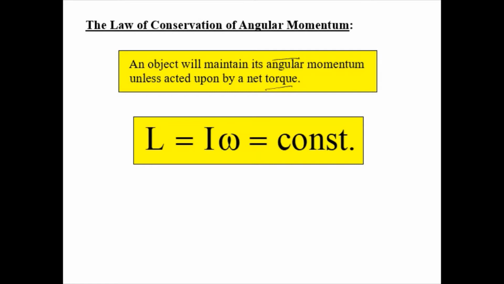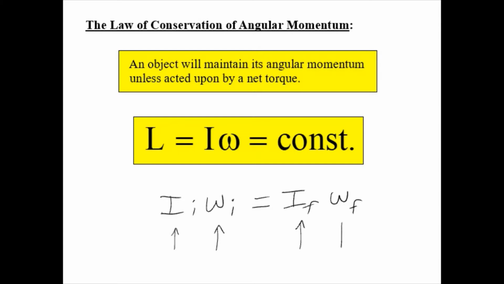Well, everywhere we saw a force before, we've now been putting a torque. Right? And so the rule for conservation of angular momentum becomes that if there's no net torque on the system, then the angular momentum in the system will remain constant. So I initial times omega initial has to be equal to I final times omega final. That means if we have an object spinning and something changes its rotational inertia, then the angular velocity will adjust, so that if this goes up, this would go down.